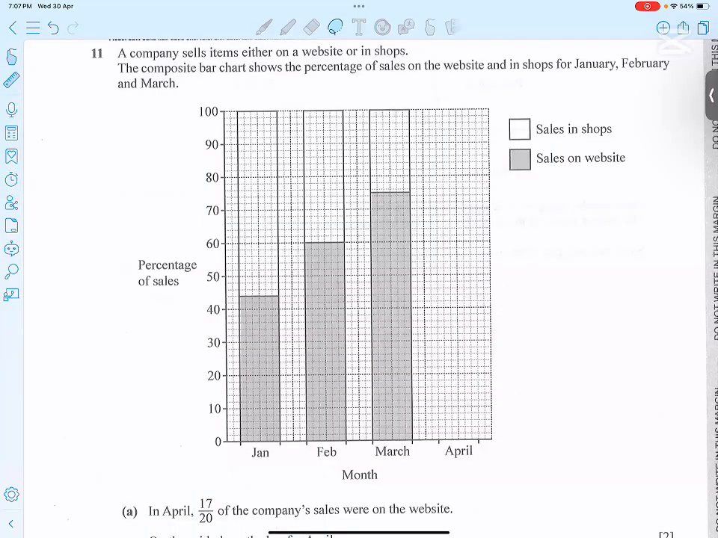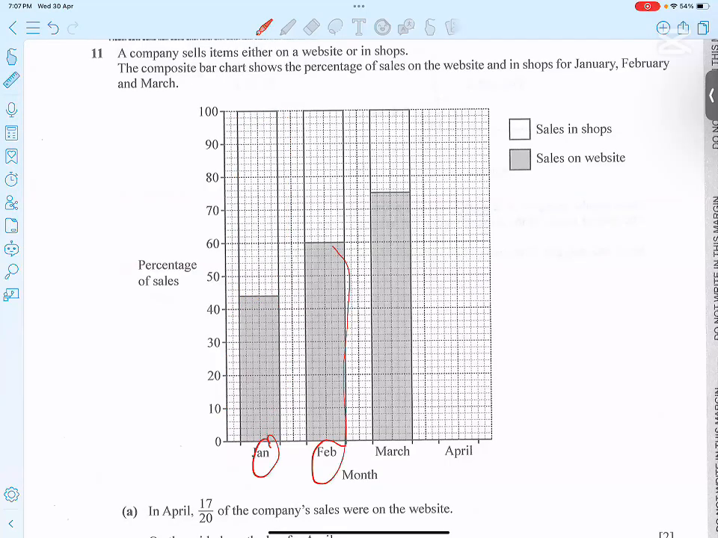Question number 11, students. What is question number 11? If you look carefully, a company sells items in two categories, either on a website or in a shop. So two possibilities we have. Okay, students, you can see the shop is the white color and the gray color is the website. Clear? It means this white portion is the shop, and the gray color is the website.